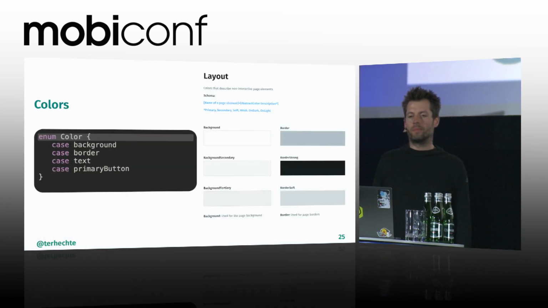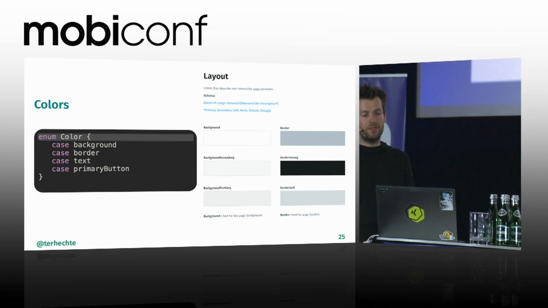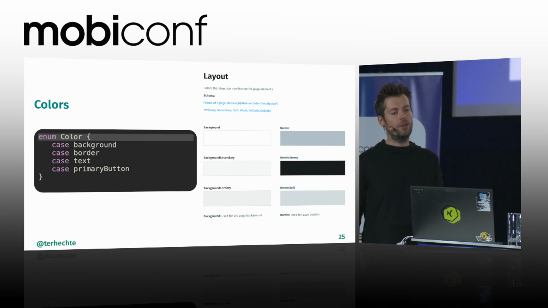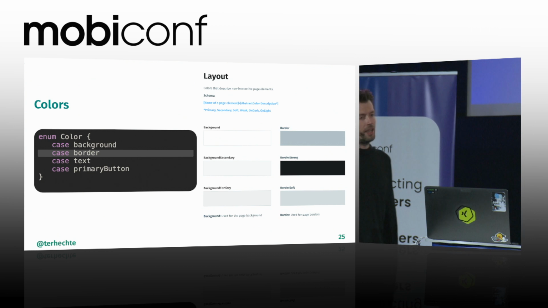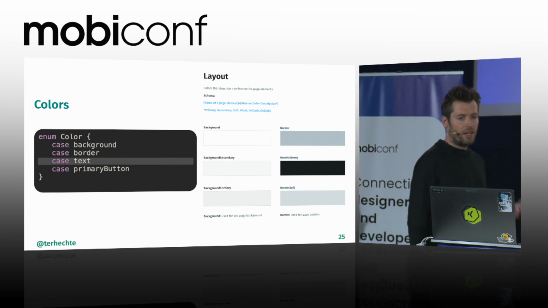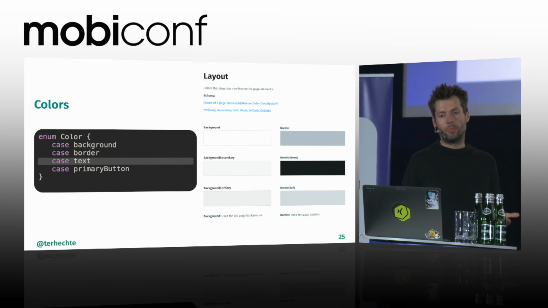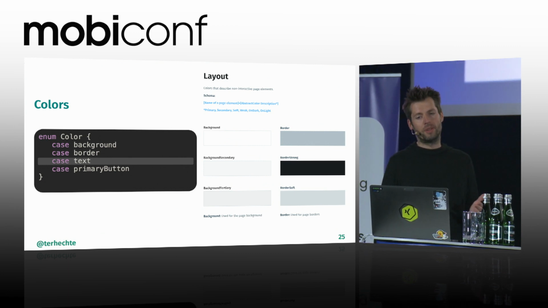Let's begin with colors. We already heard about colors. It's one of the components that a design system is made out of. And so here we have example code. We have an enum Color here, and it has a case background, a case border, a case text. So these are the different colors that we can define. Now this obviously is just an example implementation, but the idea is that you have one place where you define the colors that are used all over your platform, all over your app.